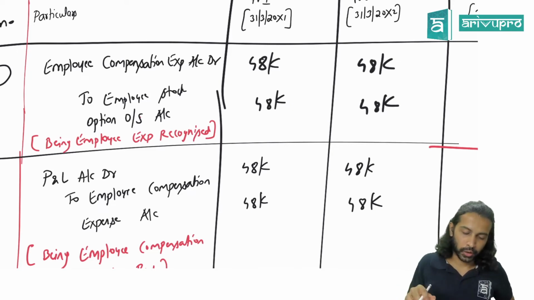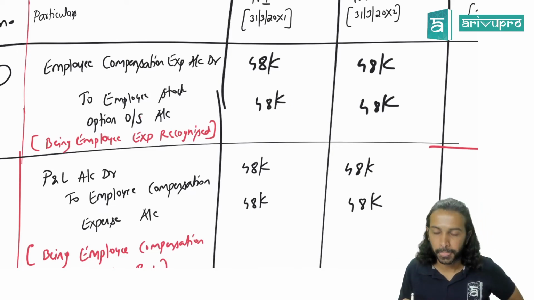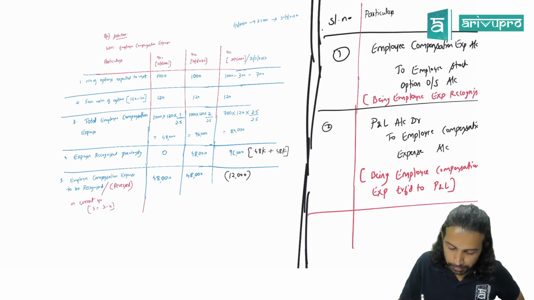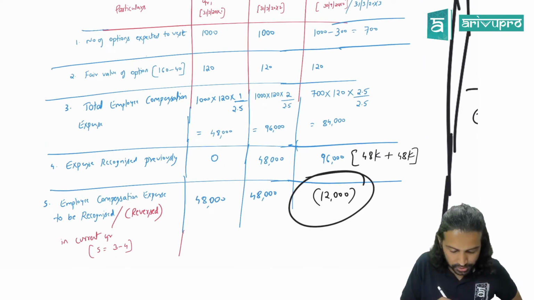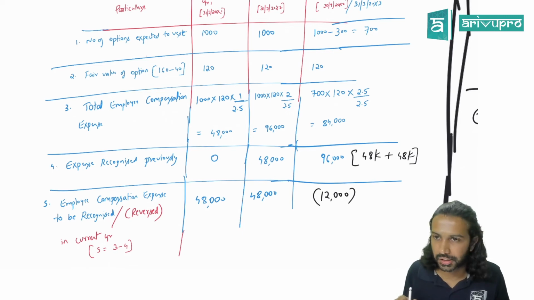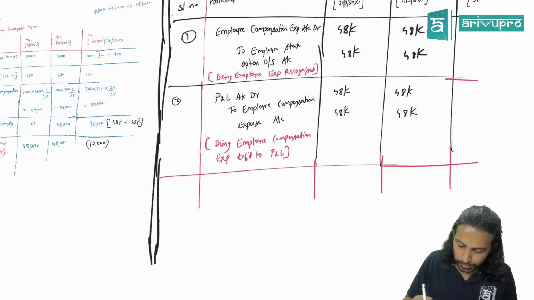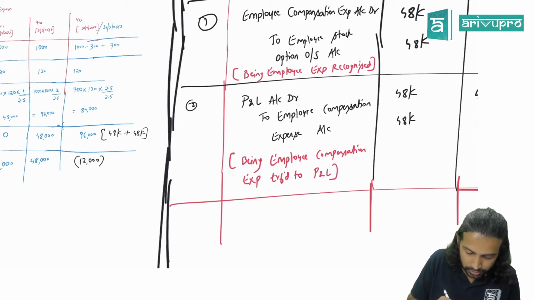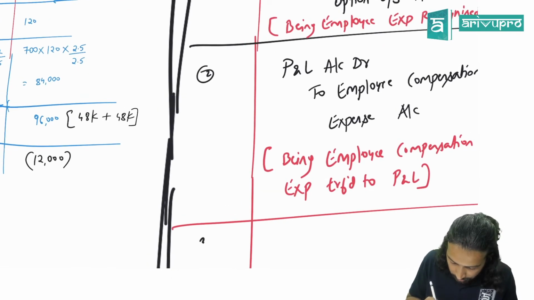Can I come to the third year? Come to your table. Third year, you have expense recognition or you have expense reversal. You have an expense reversal. For reversal, there is a separate entry. We will pass an entry for this. Journal entry number 3, serial number 3 will write.